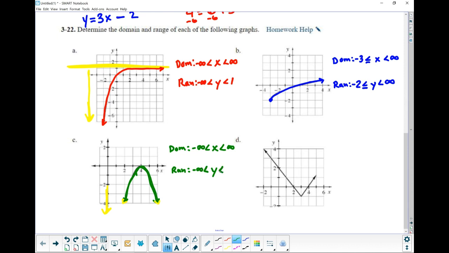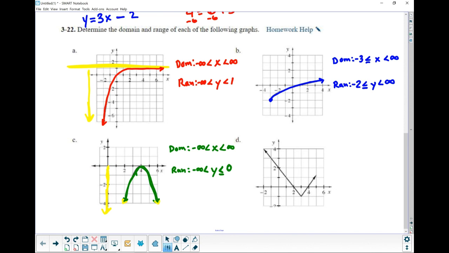And then how high does it go? It kind of keeps going up, up, up, and then it stops right there. You see that? It doesn't go any higher than that point right there. So the highest it goes is 0. So it'll be y is less than or equal to 0, and it actually does stop at 0, so we're going to put a little underline right there.